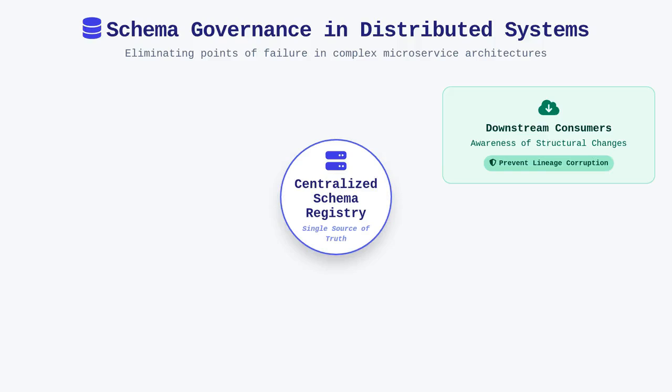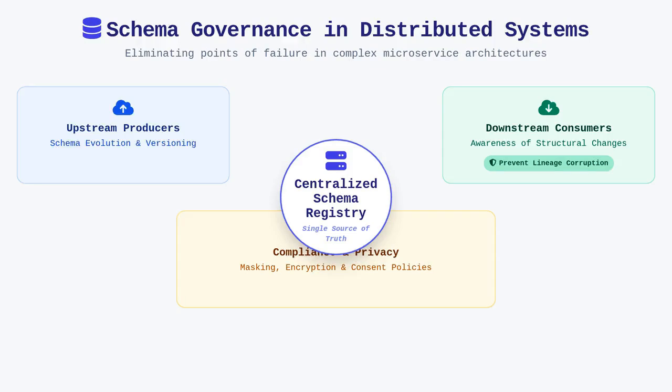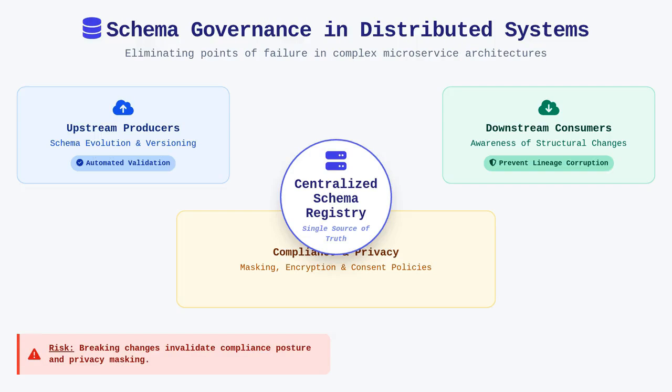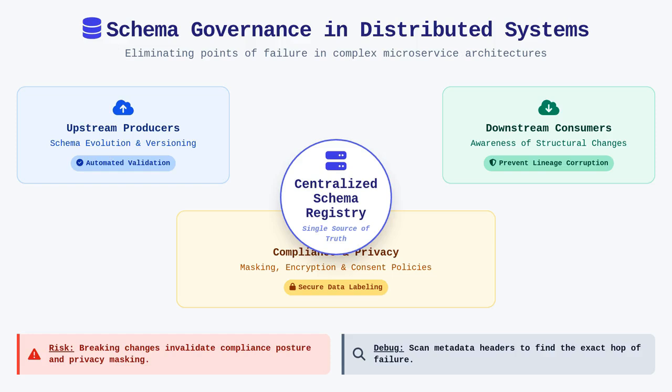If your analytical platform expects a specific format to maintain privacy features like masking or encryption, any breaking change in the upstream producers will immediately invalidate your compliance posture. By automating the validation of these schema versions against your inventory, you ensure that personal data remains labeled correctly regardless of how many times it is aggregated or moved between clouds. Debugging a broken chain requires scanning these metadata headers to identify the exact hop where the association between the data and its consent policy was lost.